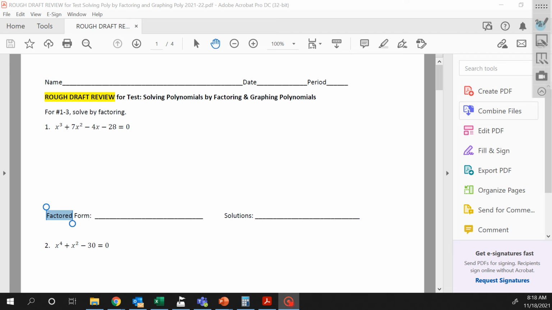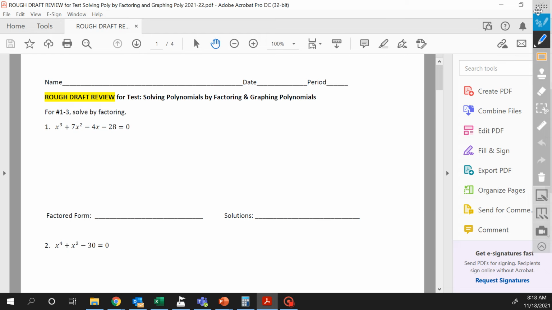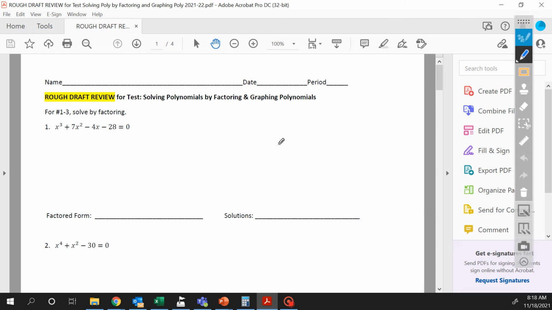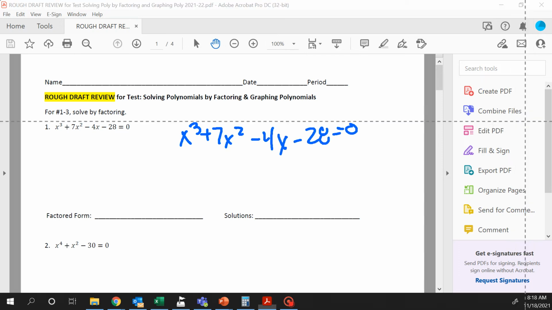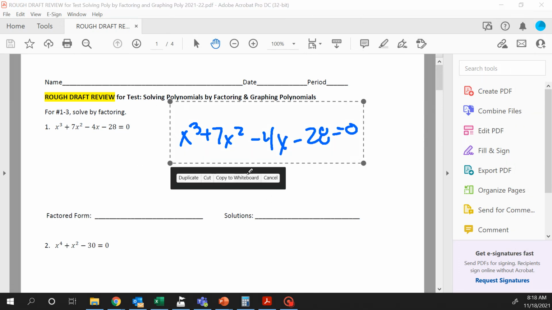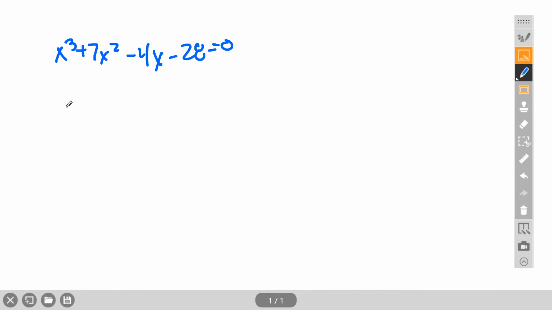Take a look at the review that we were going over for Chapter 5, Topics 6 through 10. First, we have factoring and solving polynomials. So we have x cubed plus 7x squared minus 4x minus 28 equals 0. To factor this, it's 4 terms. We'll factor this by grouping.